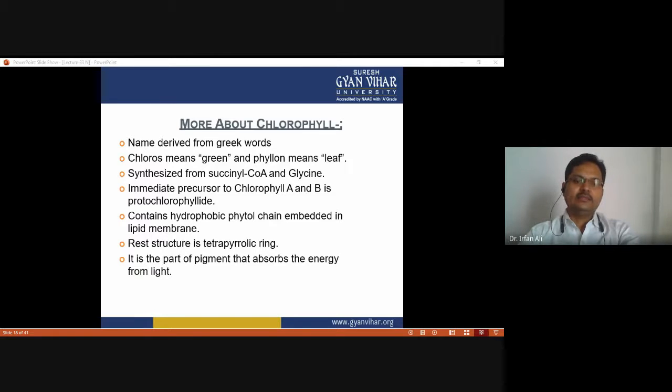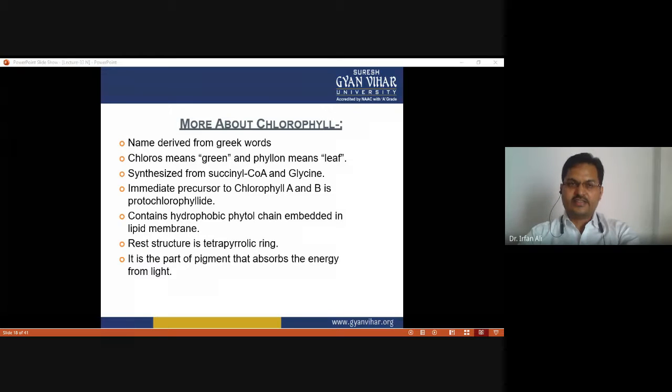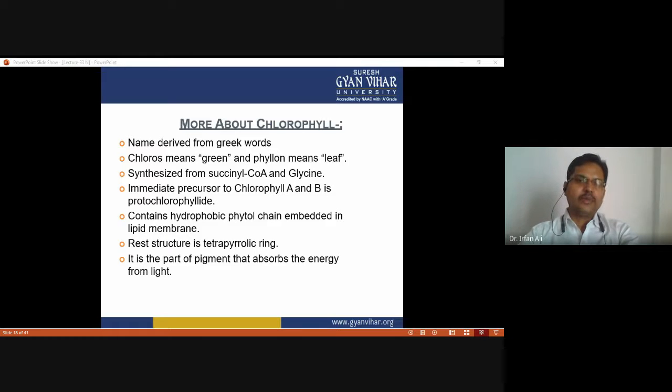If we talk about the synthesis, it is synthesized from succinyl CoA and glycine. These are the precursors for chlorophyll synthesis. The immediate precursor to chlorophyll A and B is protochlorophyllide. Immediate precursor means just before the formation of chlorophyll, because there are biochemical pathways in which the starting molecules, succinyl CoA and glycine, act as precursors, but the last molecule, the immediate precursor of chlorophyll A and B, is protochlorophyllide.